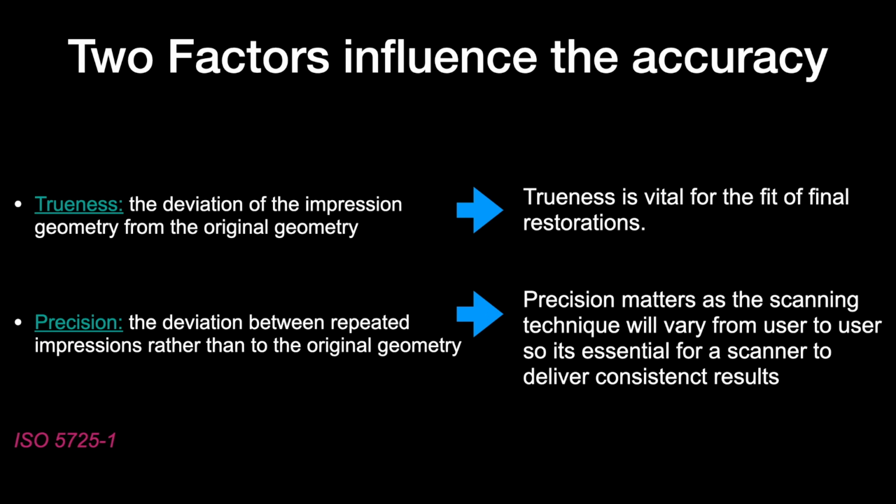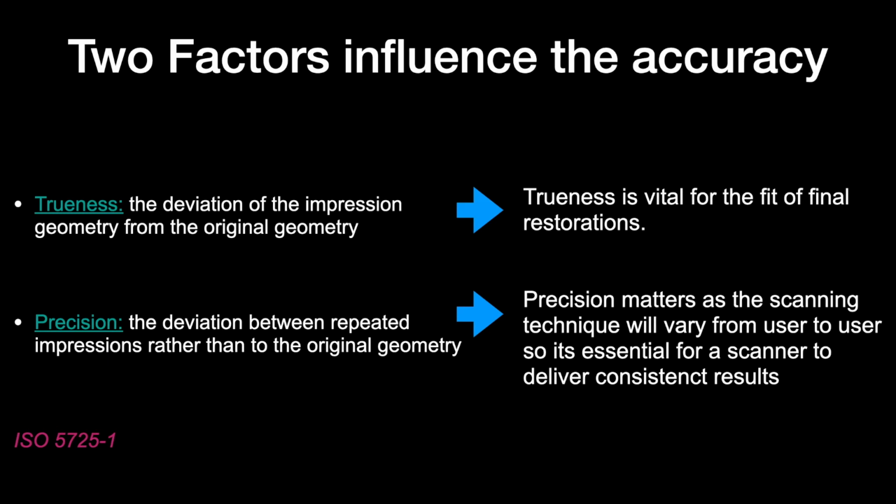Now let's discuss how do you determine whether an intraoral scanner is accurate enough. Accuracy is the sum of two things: trueness and precision. The definition of trueness is the deviation of the impression geometry from the original geometry, while precision is the deviation between repeated impressions rather than to the original geometry.